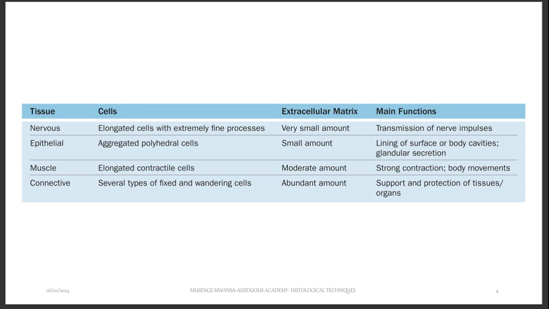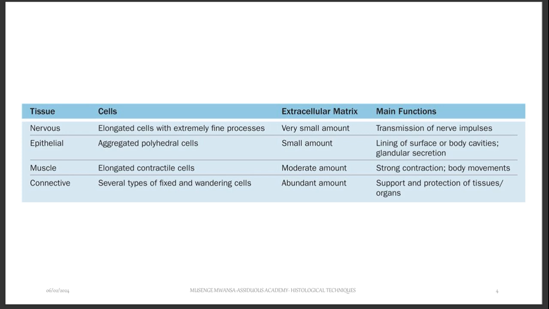Very important for you to understand that. You are going to find some questions where they are going to ask you that. Please make sure that you know connective tissue is the tissue that has got the most abundant extracellular matrix. What is the function of the nervous tissue?